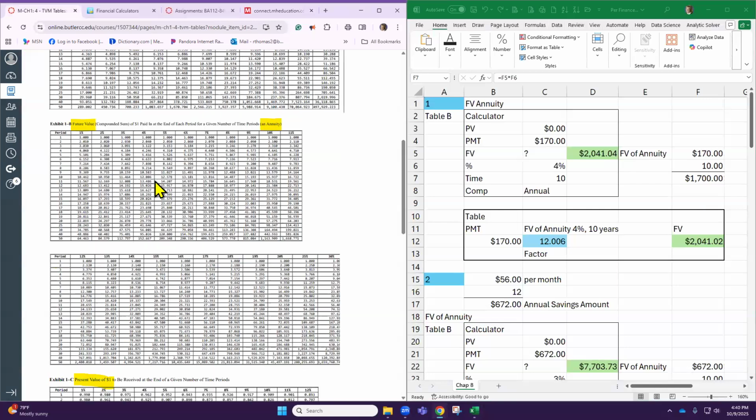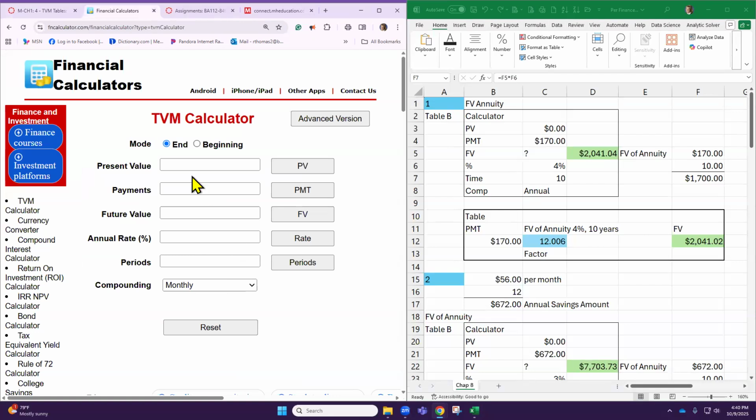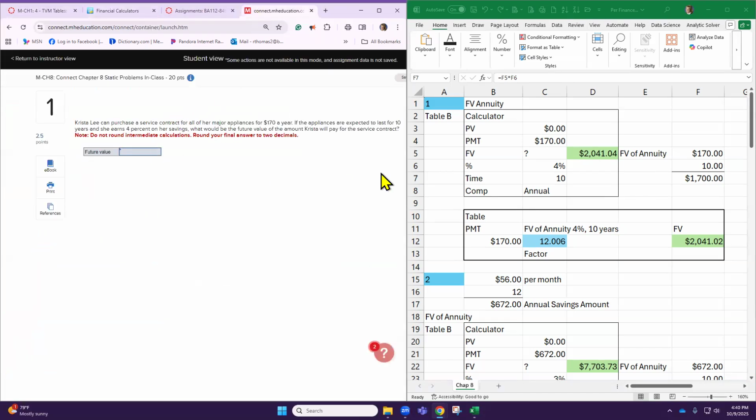If you look down here in table B, I have that listed there, it shows a factor of 12.006. So once again, 4% in 10 years, 12.006. That's why I have that there. Based on our table, $2,041.02. If we put that in the calculator, let's change to annually, we do get 2,041.04.